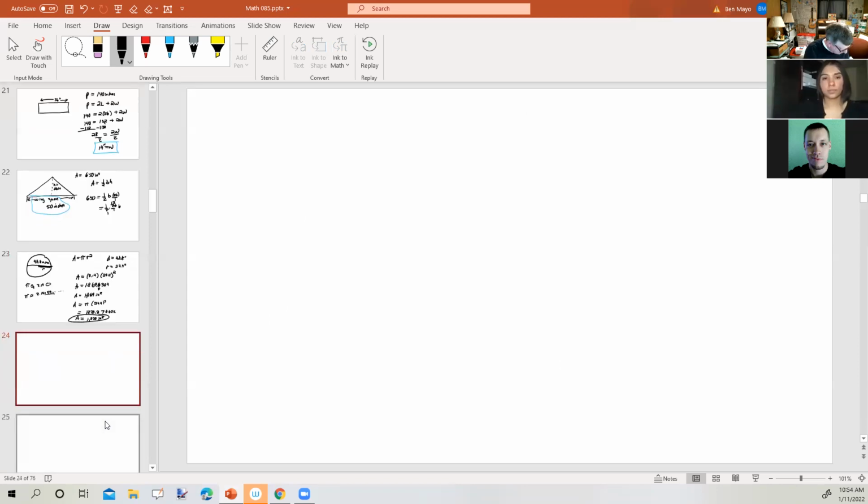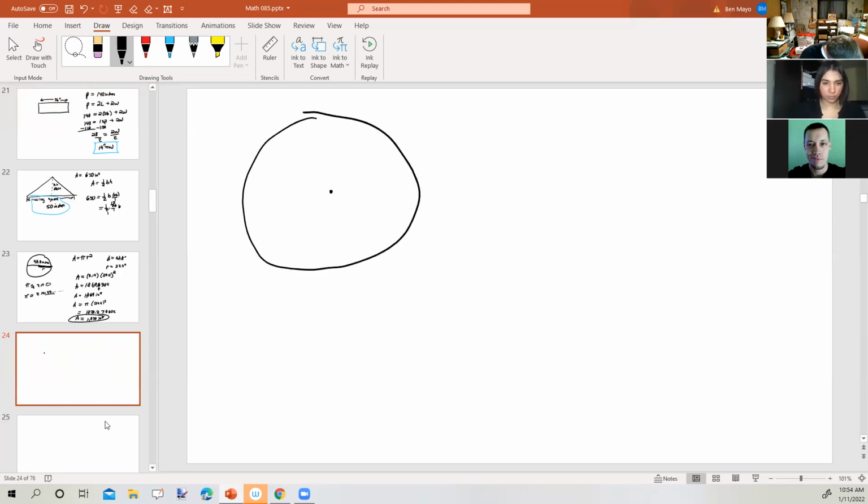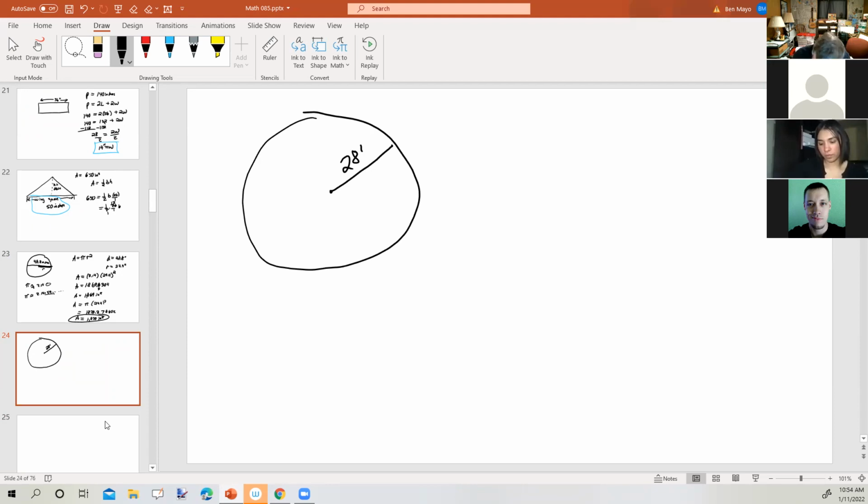Here's another one involving a circle. It says horses. A horse trots in a circle around its trainer at the end of a 28-foot long rope. So the trainer is here. The horse trots in a circle around the trainer, and the rope is 28 feet long. So is the 28 feet the diameter of the circle or the radius of the circle? The radius. Excellent. So the radius is 28 feet.